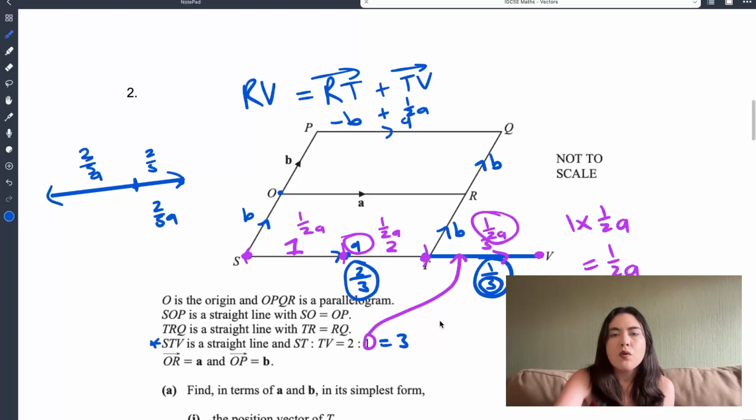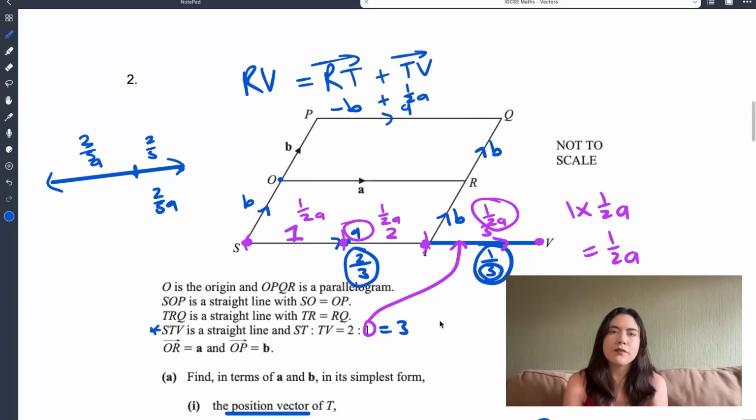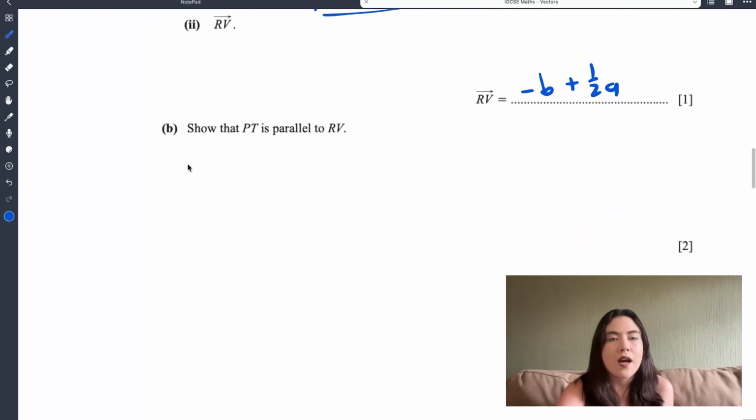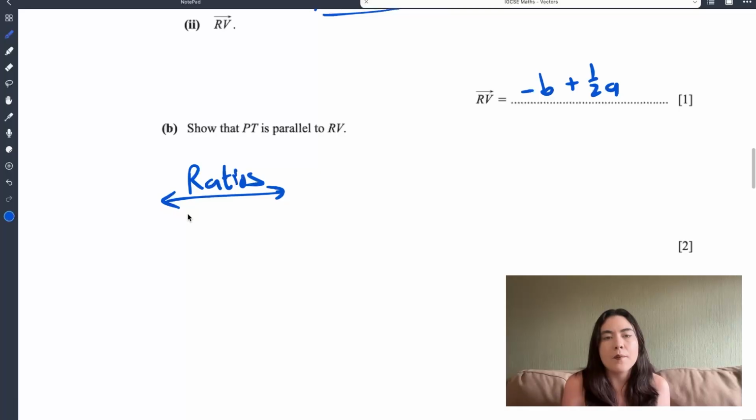Okay, so in order to do that, we need to understand what a parallel line is. Now, a parallel line means it goes in the same direction. And remember, direction is very important in vectors. So, in order for a line to be parallel, it can have different magnitudes but be in the same direction. Now, we look at parallel lines in terms of ratios when it comes to vectors.